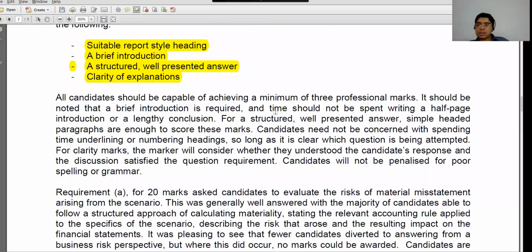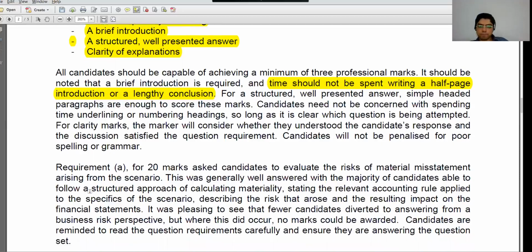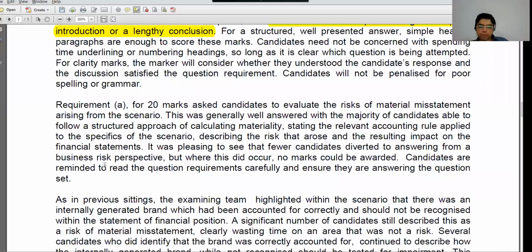And remember, time should not be spent writing a half page introduction or a lengthy conclusion. It just has to be very brief and most probably a copy paste from the requirements. Remember, candidates will not be penalized for poor spelling or grammar, so you don't have to go back again and again to rectify your spelling mistakes. You're not going to get any marks for correct spellings.